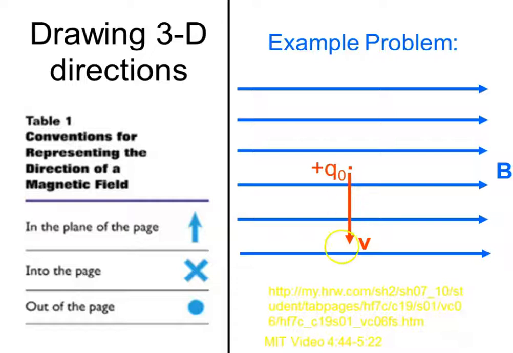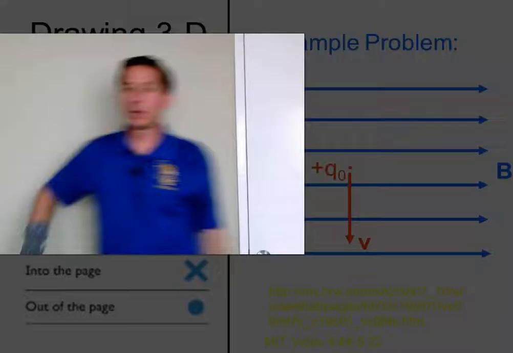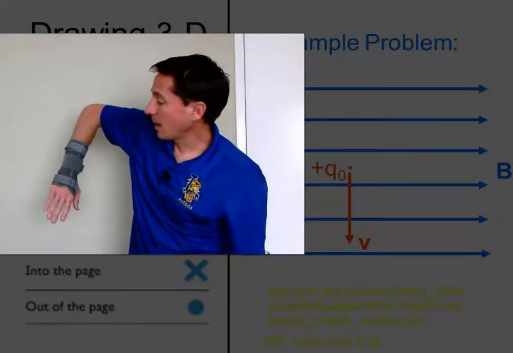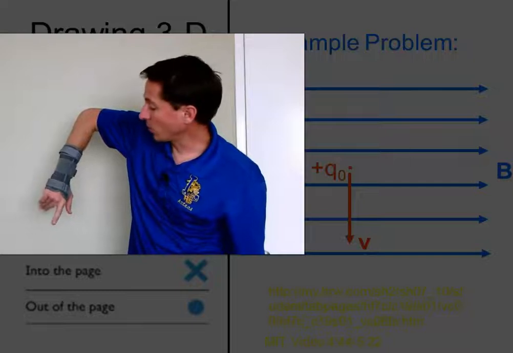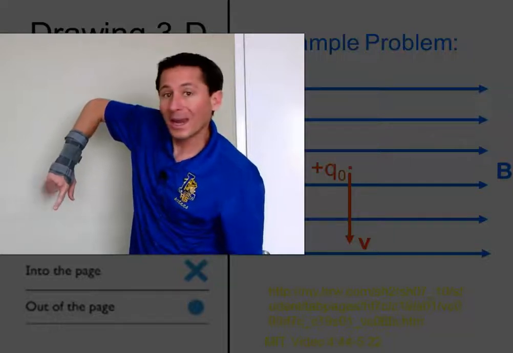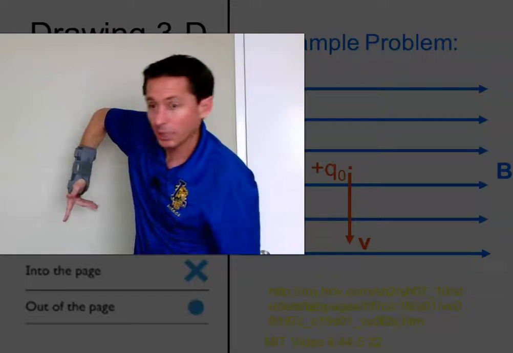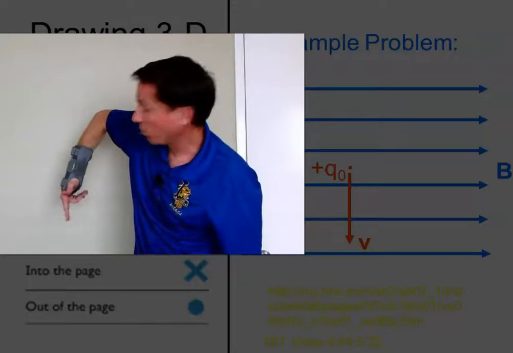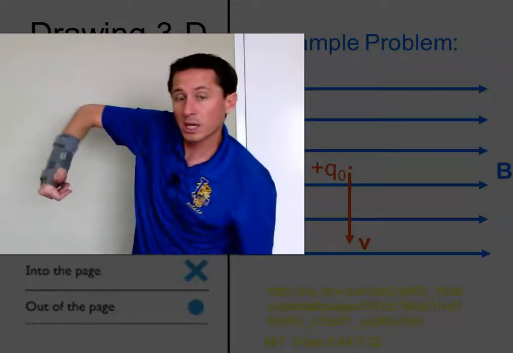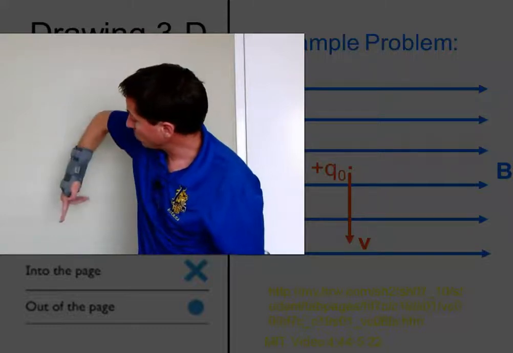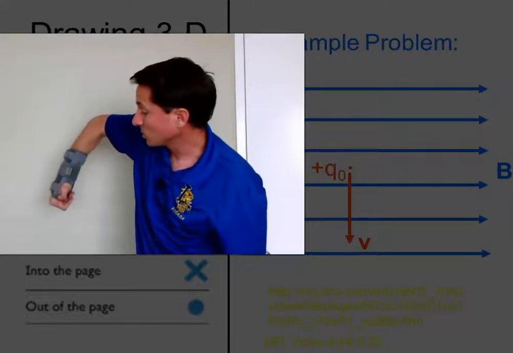So let's use our right hand. You're going to take your fingers and stick your hand straight page down. The magnetic field was to the right, so when I bend my fingers, they're pointing away from us. So I need to turn my hand around so they're pointed page right, and my thumb points towards us, out of the page. So V was down, B was to the right, so the force is towards us.